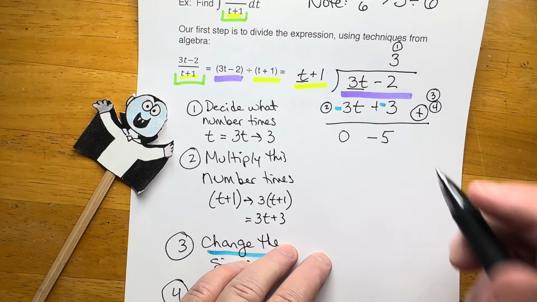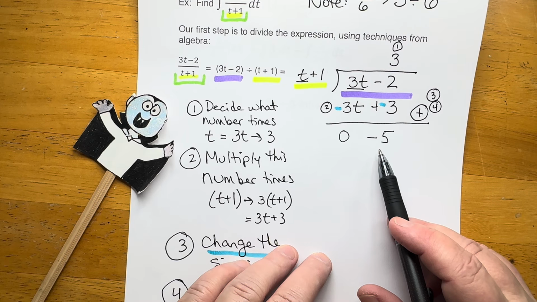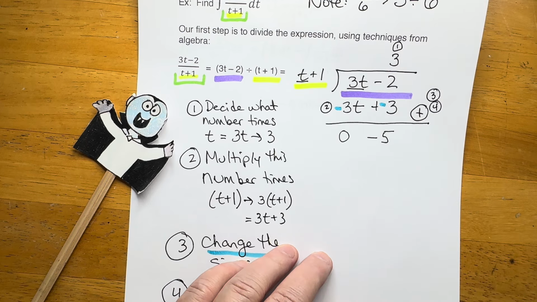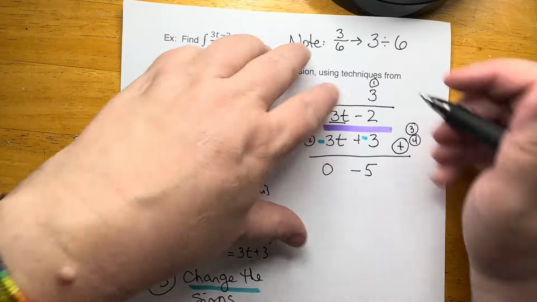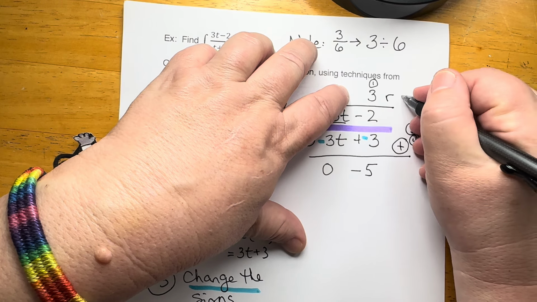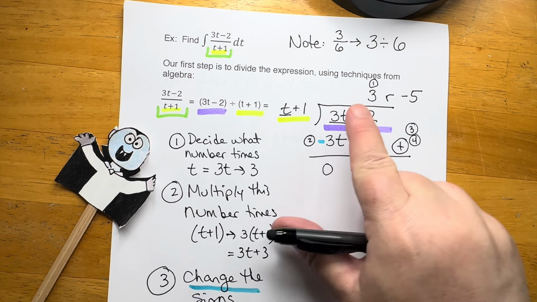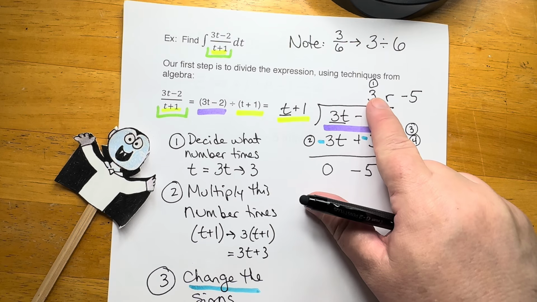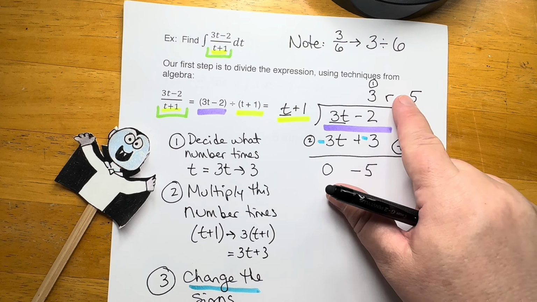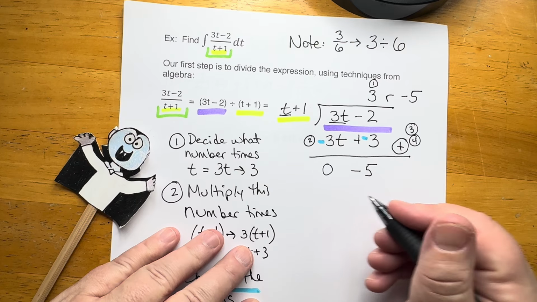Okay, now, can I multiply t times anything to get negative 5? No, you can't make variables go away. So if you get to the point where there are no more t's in here, that's your remainder. Okay, so I divided 3t minus 2 by t plus 1, and I got 3 with a remainder of negative 5. Okay, so what does that mean?